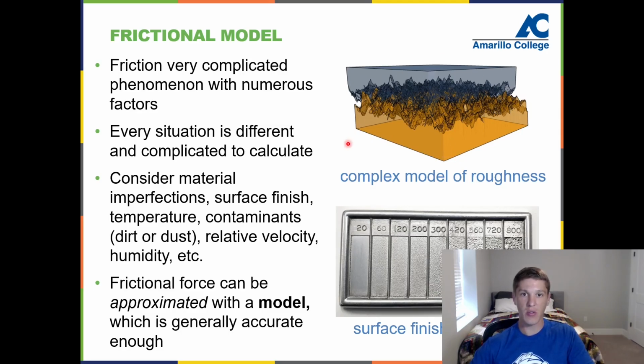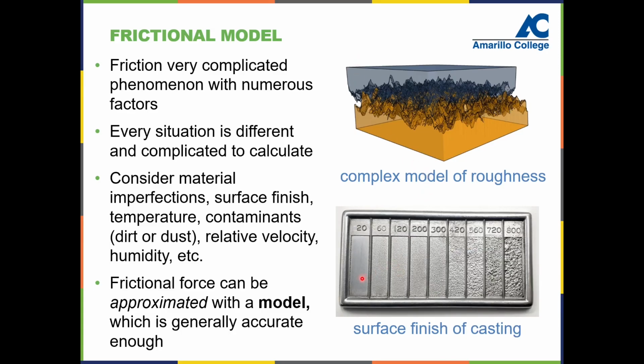There's going to be a ton of different contact points, and they're all going to be exerting forces in different directions. So we can say that roughness in and of itself is very, very complex to model and analyze. Another example here is that even for the same materials, like for instance here, this is all going to be cast iron, but different surface finishes of cast iron vary wildly. So this is going to be very complex, especially this very, very rough finish here, which can be very complex to model. So because friction is so complex, we actually approximate it.